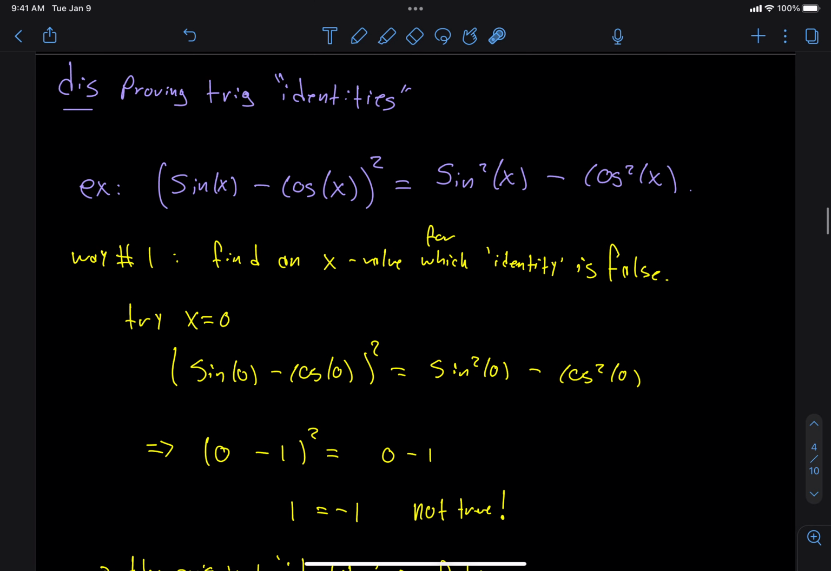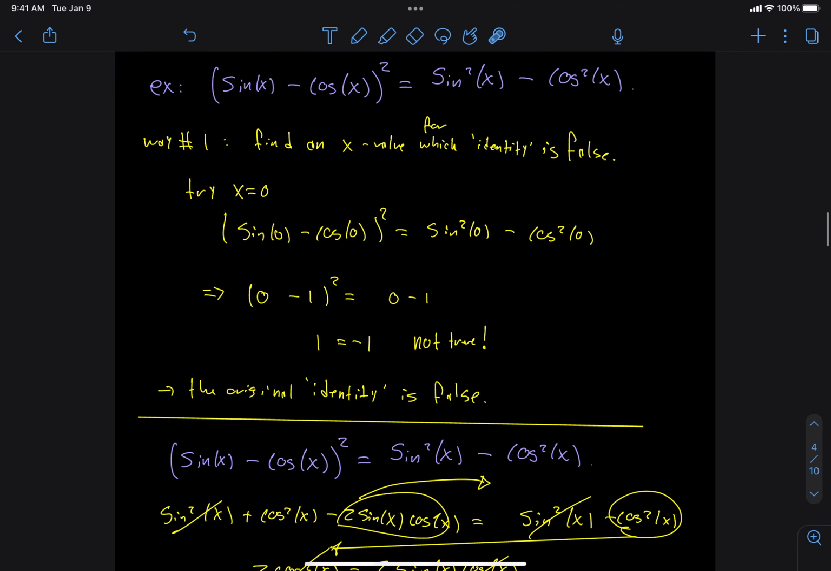So like we said, disproving comes down to the following. We can do two things. We can find an x value for which the identity is false. So this time we tried just plugging in 0. But the problem with that is if you pick an x value and plug it in and it ends up being true, that is not enough to say that the identity is verified, is it? Because there could be any number of other x values which might not work. So in order to prove it, you have to say it's true for every x value. But of course, you can't check every x value. So what are you going to do? You're going to reduce it into a known identity, which can be proven using other methods like geometry or something like that.